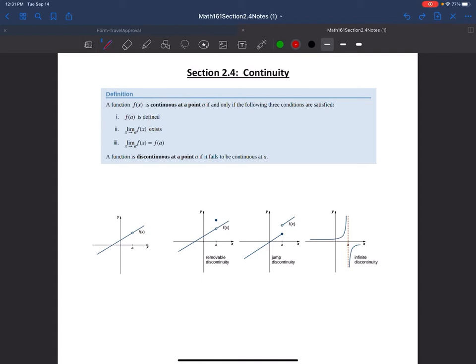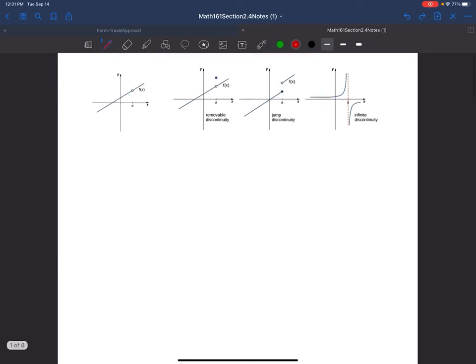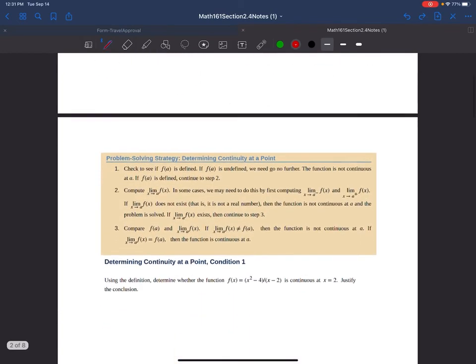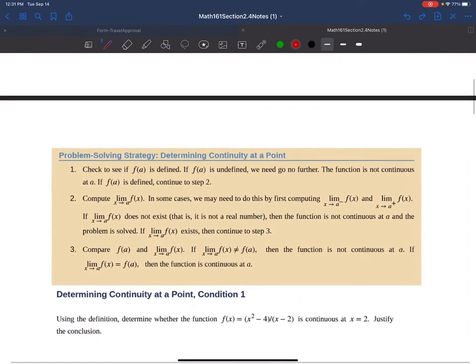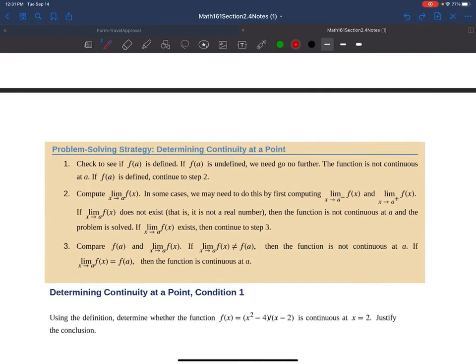Okay, so that's continuous at a point in an intuitive way. Let's scroll down here a little bit. So what's our strategy for determining if something is continuous? Well, we just kind of went through it. We first check to see if the function is defined. If it's undefined, we go no further.